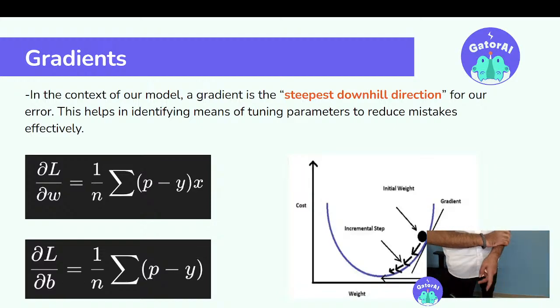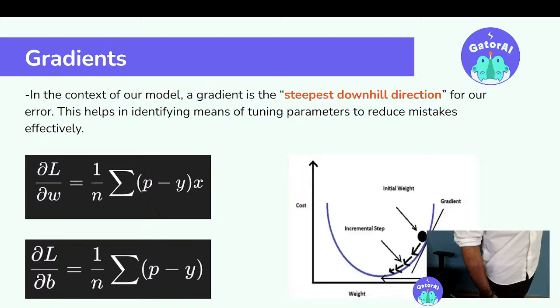And why is it called the steepest downhill direction? That's just because the gradient points in whichever direction the loss decreases fastest. So it doesn't necessarily have to be from left to right, it could be right to left as well, as we see with the parabola.